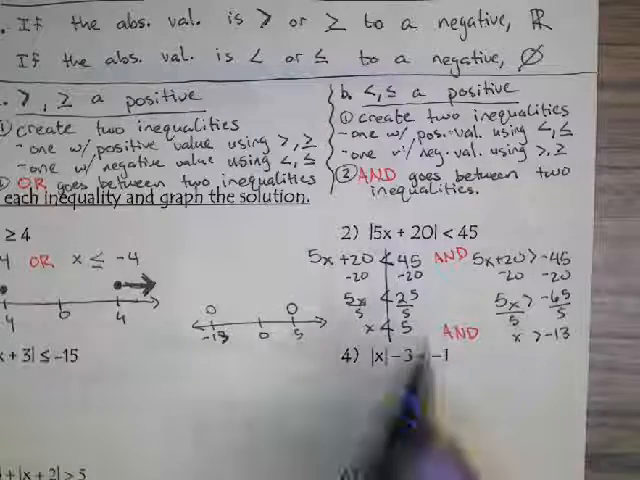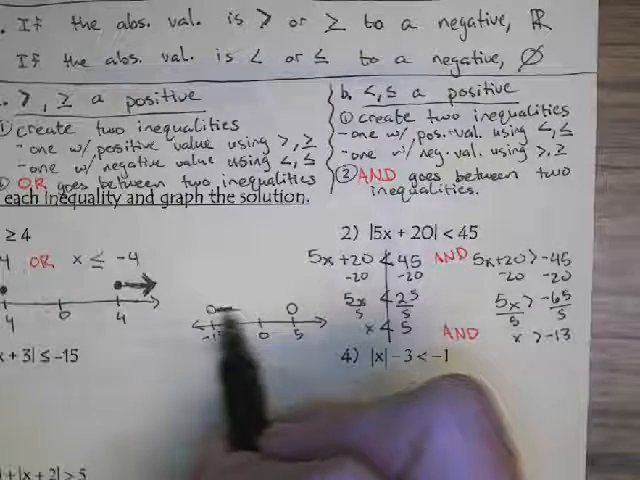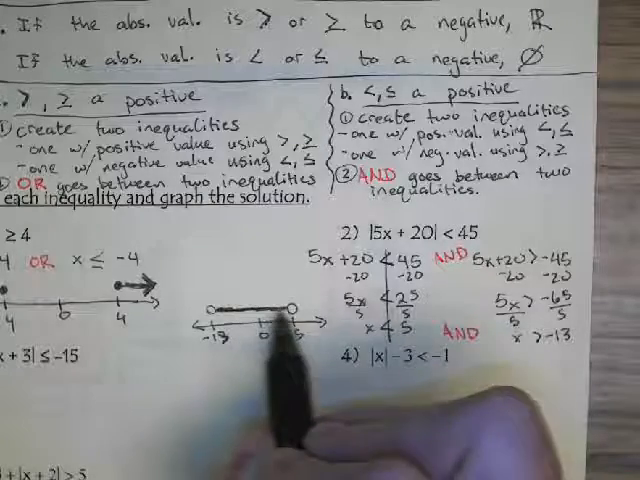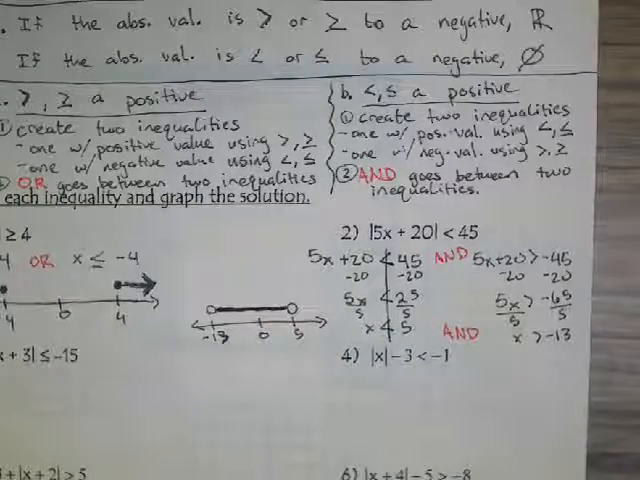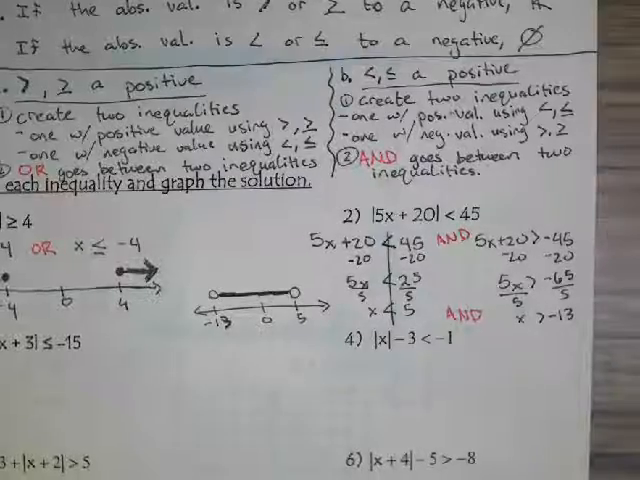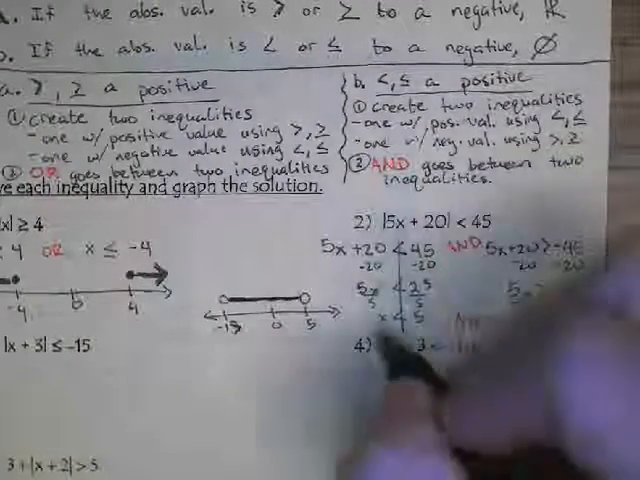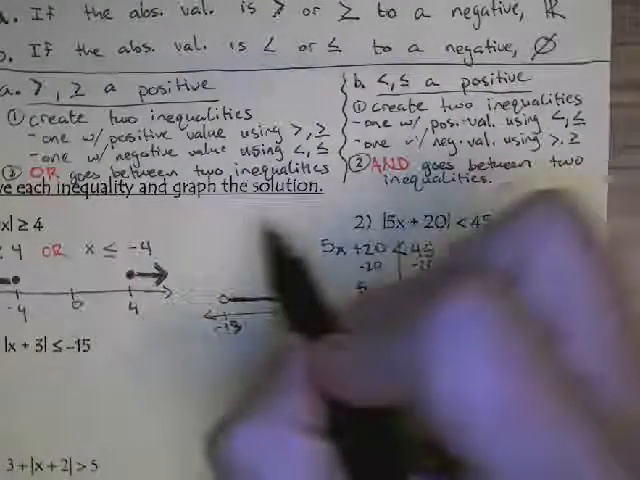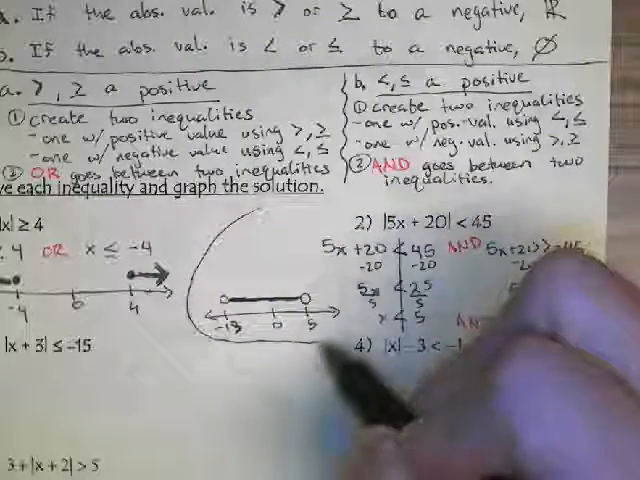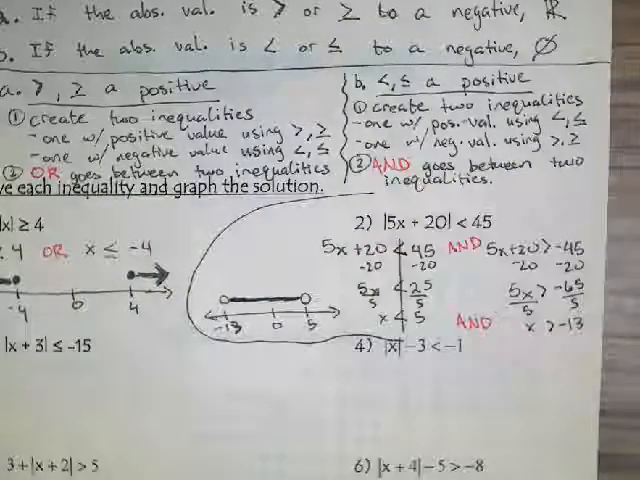So if it's an "and" statement, remember we don't have the tails that go on forever on both sides. We just shade in the middle of the 2 points. So this goes with number 2. Like that.